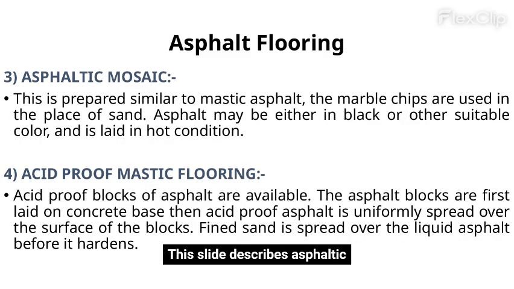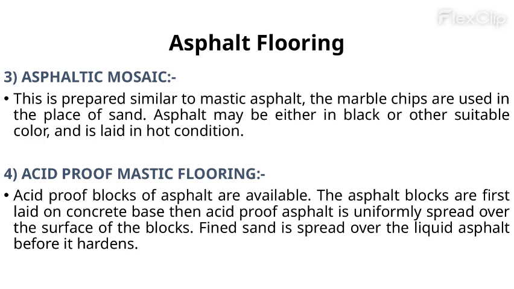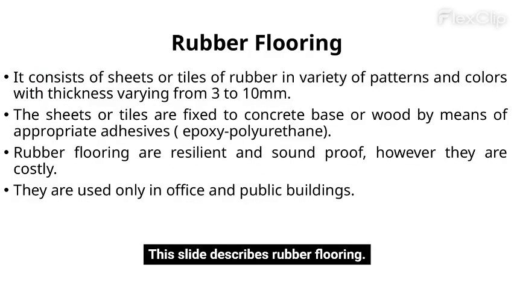This slide describes asphaltic mosaic. It's similar to mastic asphalt but uses marble chips instead of sand. It can be black or other colors and is laid hot. Acid-proof mastic flooring uses asphalt blocks laid on a concrete base, with acid-proof asphalt spread over them and sand sprinkled on top. This slide describes rubber flooring.